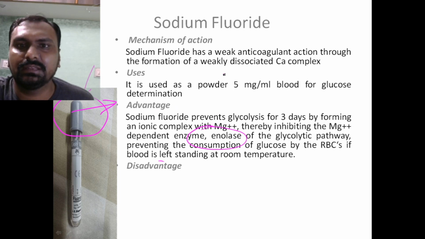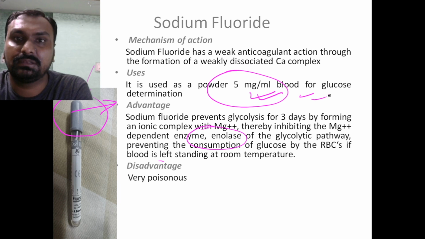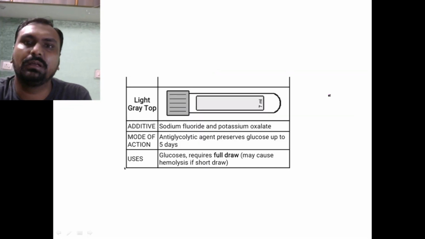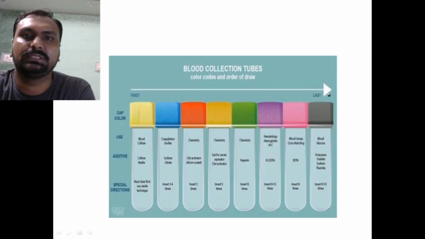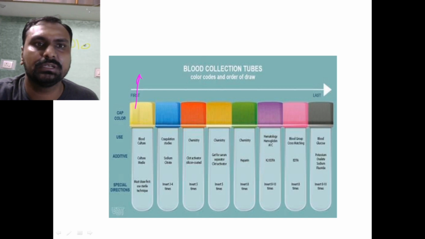The concentration is around 5 milligram per ml of blood for the glucose estimation. The disadvantage is sodium fluoride is poisonous and it is poorly soluble, so we have to mix the blood properly. So this is all about the order of draw. If we revise again, so blood, this is for the blood culture.